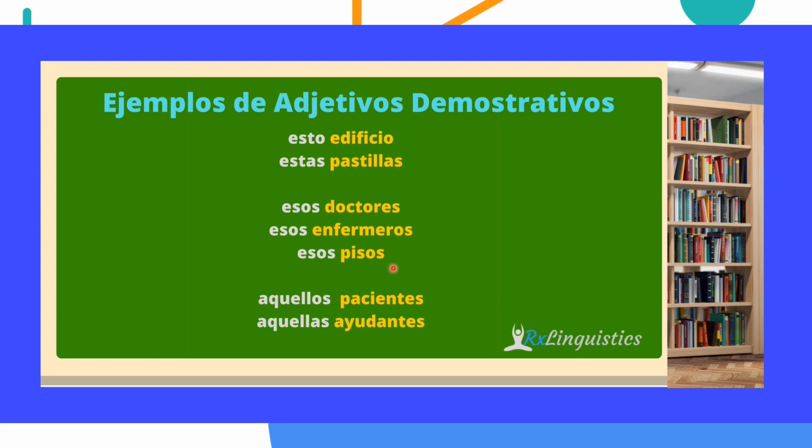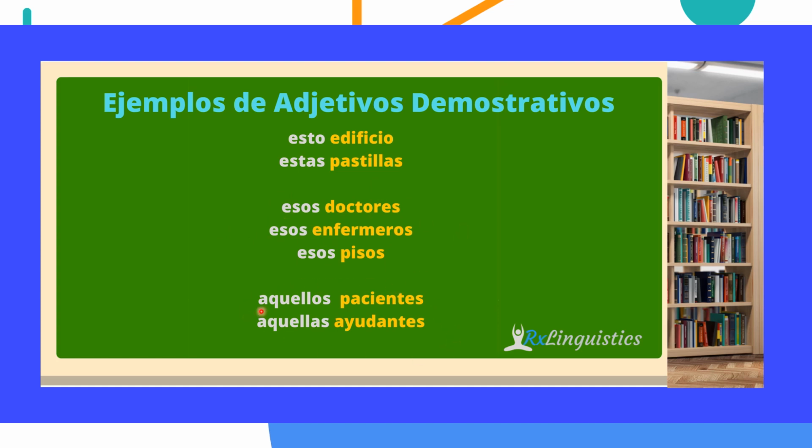Nurses talk more often about the nursing floor. You go to a hospital, you'll ask which floor. So that over there is called piso. Esos pisos. Okay, so relative distance from the speaker.